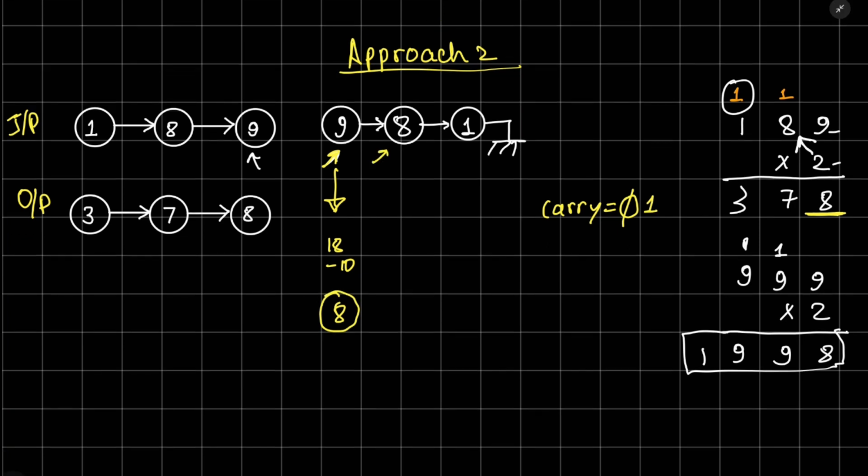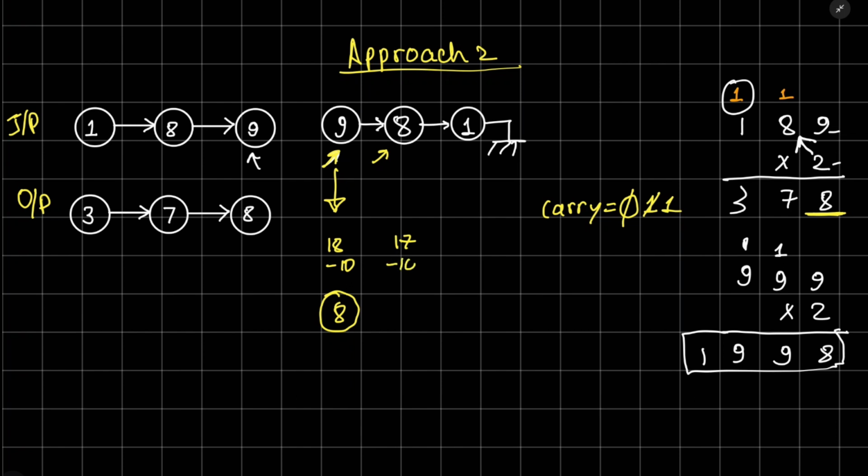Now a pointer will move to this next node, and here we again multiply it by 2. We'll get 16. But now our carry is 1, so this would give us 17. And again this is greater than 10, so we will update our carry to 1, and it is already 1. But let's say we set it to 1 whatsoever.